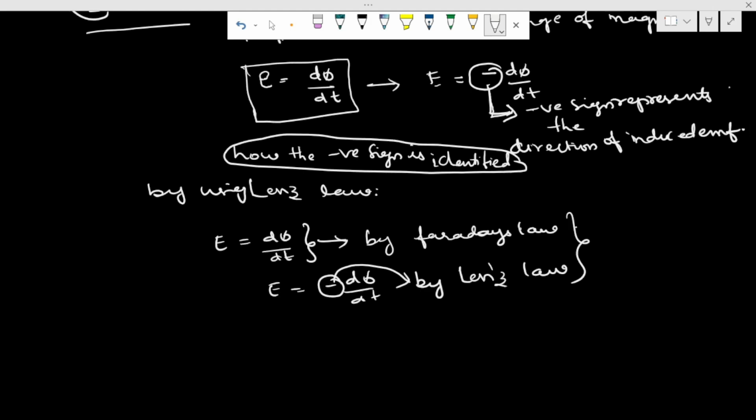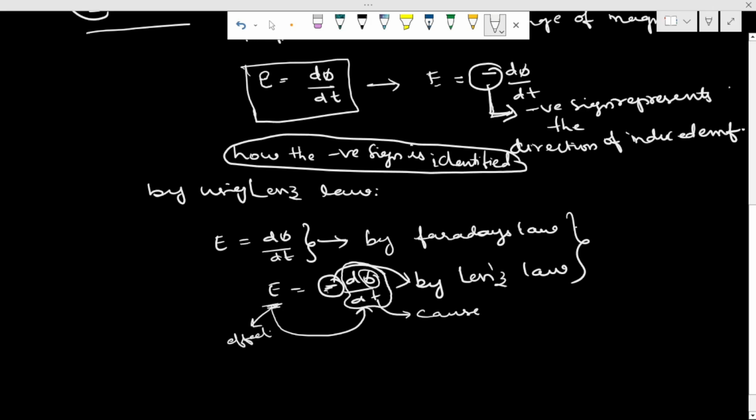According to Lenz's law, this negative sign represents that the EMF induced opposes the cause that produced it. With respect to the flux, the change in the flux is the cause that produces the EMF. So this is the cause and the EMF induced is the effect. By Lenz's law, the effect opposes the cause, and that is represented with the negative sign. Okay, this is Lenz's law.